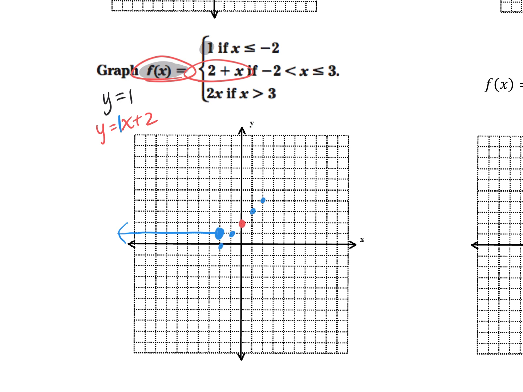And where do we care about this graph? Only from negative 2 to 3. So you guys, I'm going to go from negative 2 all the way to 3. Do we want to open or close the circles? At negative 2, do we want to open it or close it? Open it. And at 3, what do we want to do? Close it. So that's what my graph is going to look like.